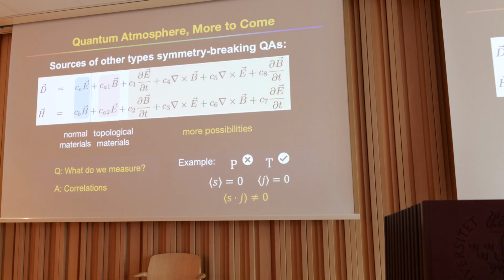But what can you say? What's required for the new ones that you discovered? Well, for instance, to guarantee some terms, you either need time-reversal symmetry breaking, or parity symmetry breaking, or both. So there are different kinds of combinations.